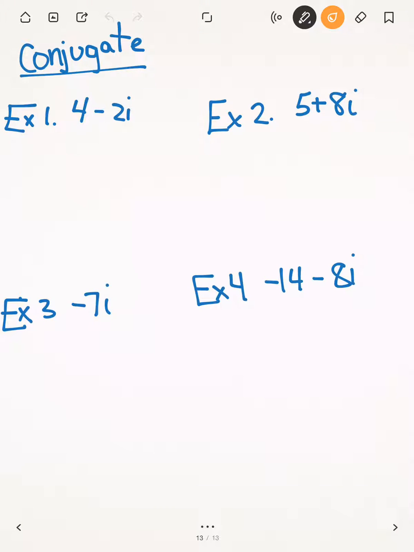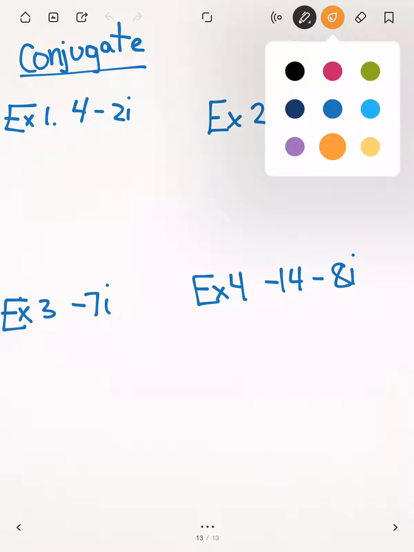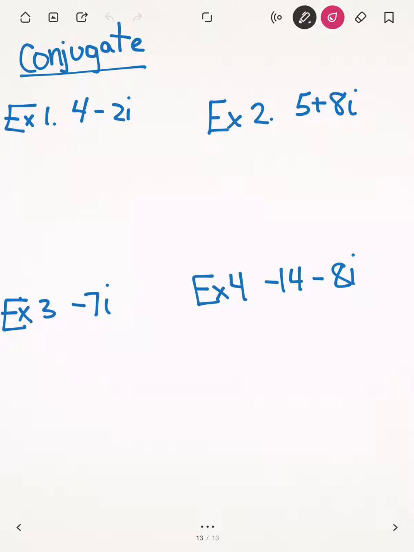This video is to talk about the conjugate of complex numbers. The conjugate of complex numbers is where you just change the sign of the imaginary part. So if I'm looking at example 1, I have 4 minus 2i. My imaginary part is the 2i, the negative 2i. So to find the conjugate, I just change that from a negative 2i to a positive 2i. So I get 4 plus 2i.